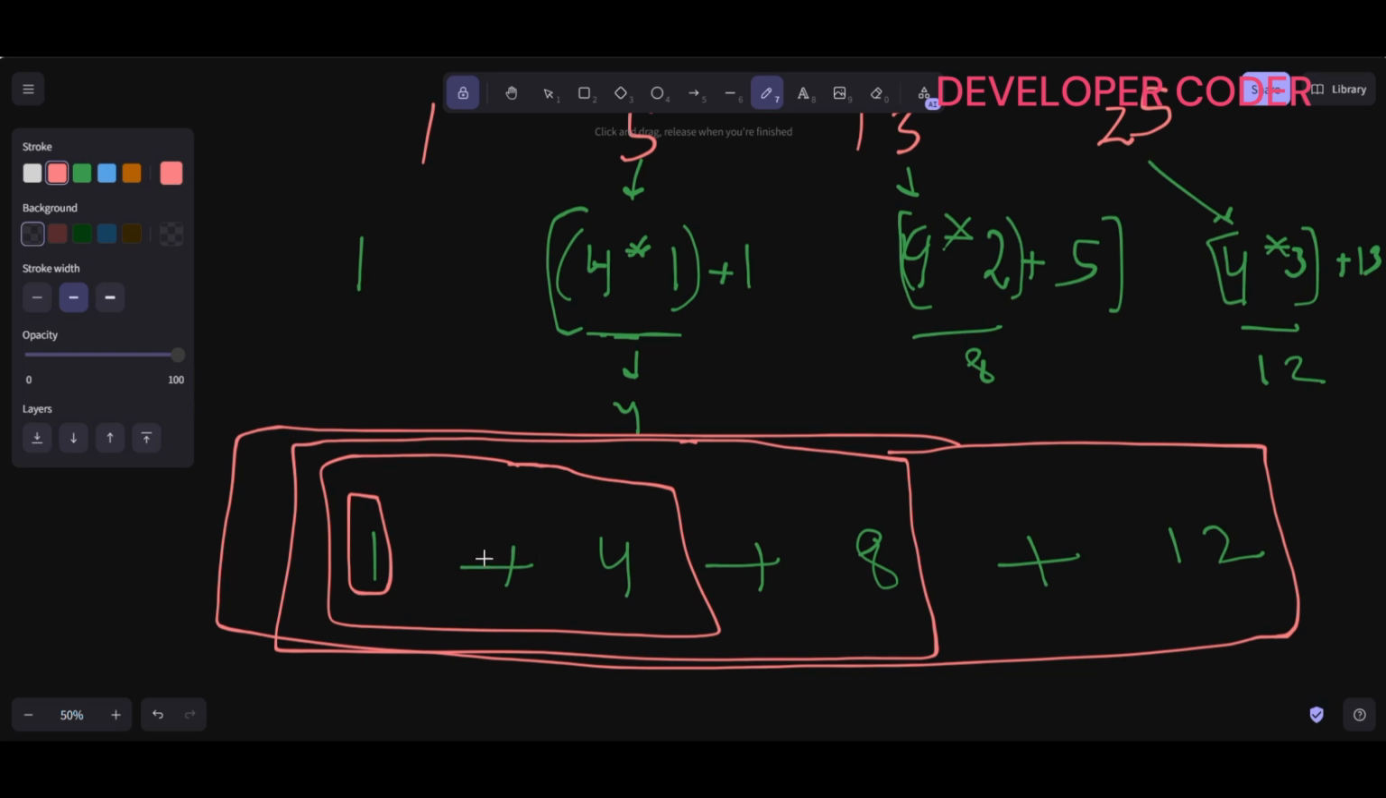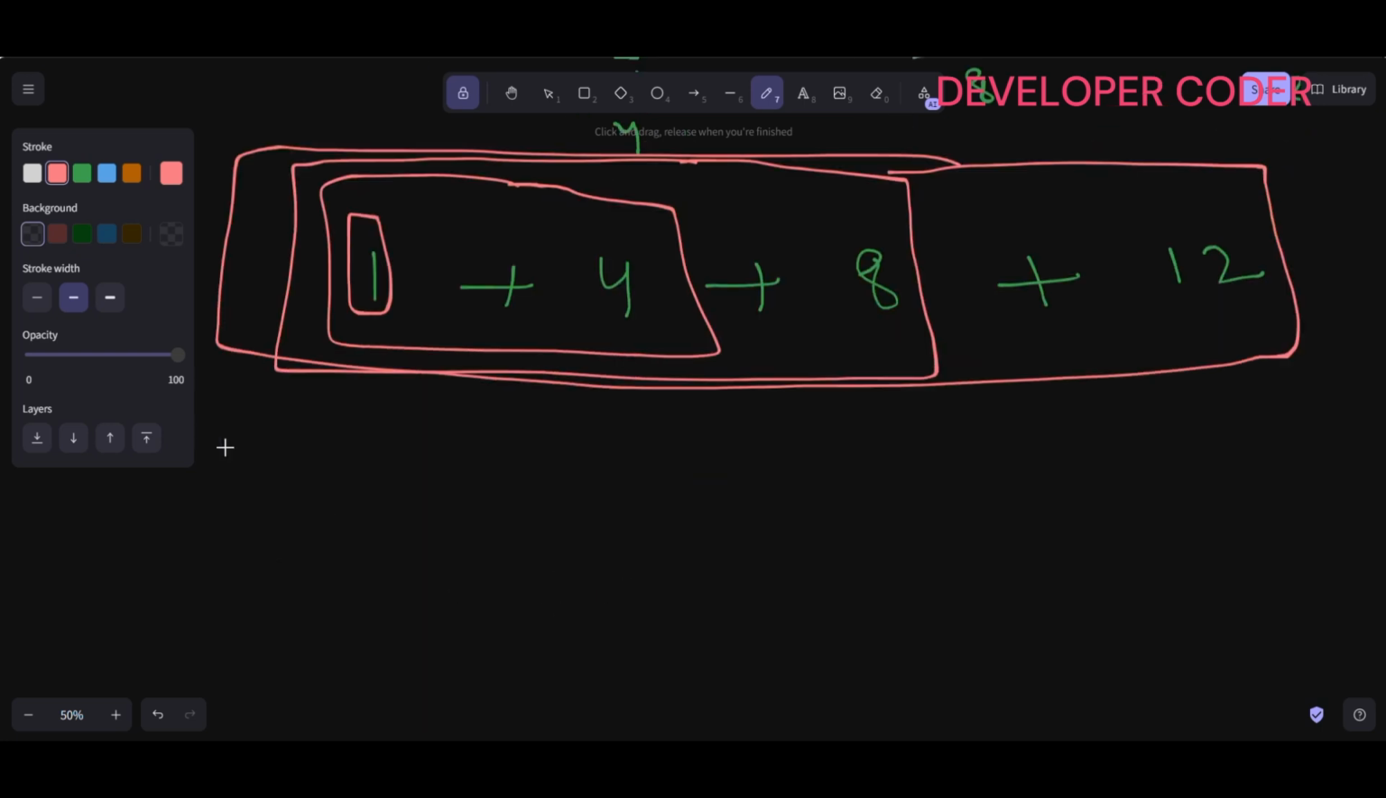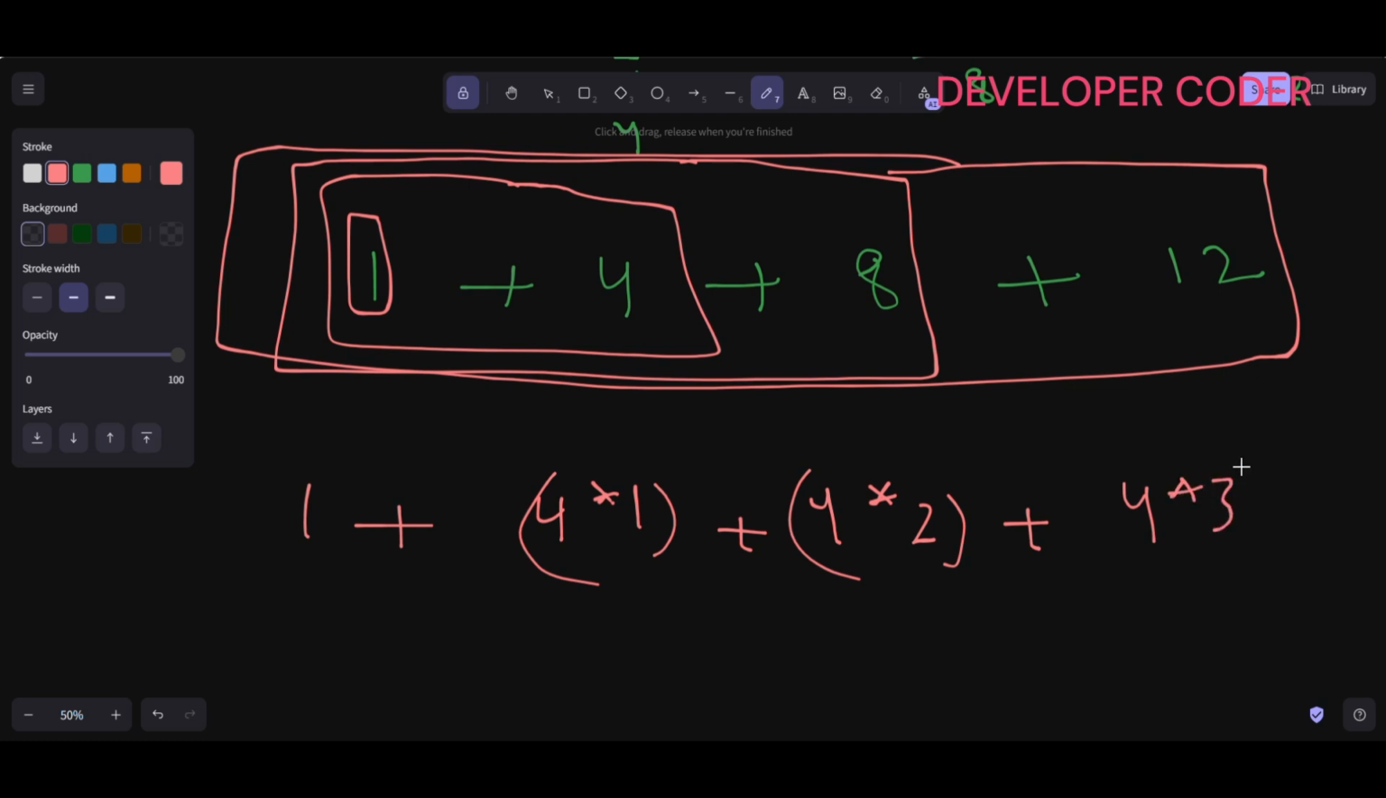Okay, so this is what's happening, right? 1 plus 4 is 5, 5 plus 8 is 13, 13 plus 12 is 25. So this is the pattern: 1 plus 4 plus 8 plus 12. All right, so now here I can also write this pattern as 1 plus 4 into 1 plus 4 into 2 plus 4 into 3. Then also you are going to get the same thing.